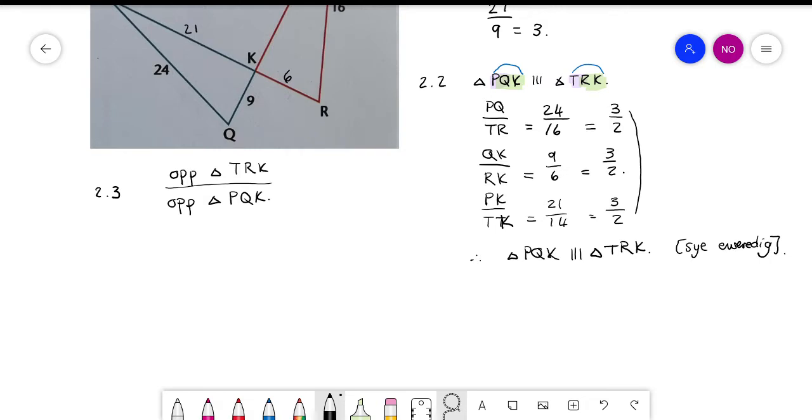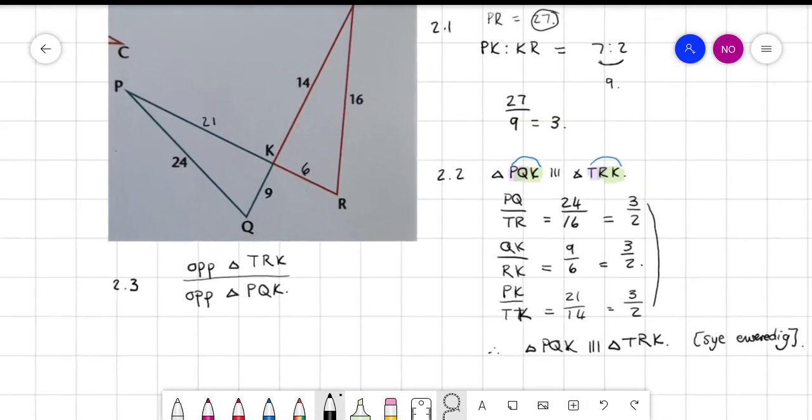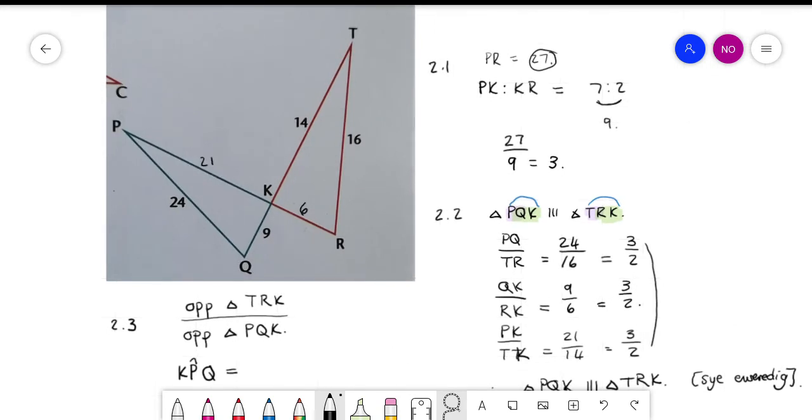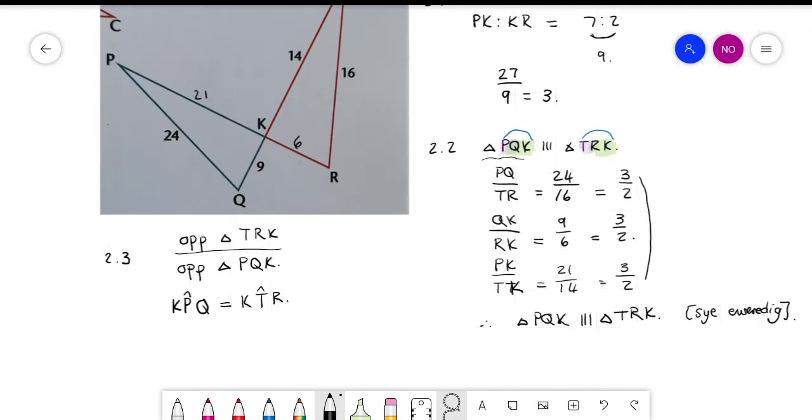Okay. So, because the triangles are similar to one another, let's do sort of the first one. I can say that angle KPQ is equal to angle KTR. Why? Because these triangles are similar.